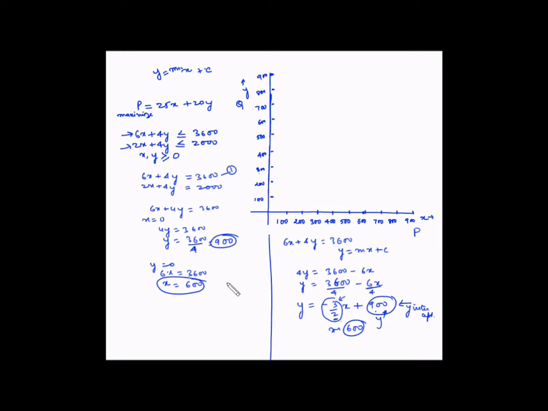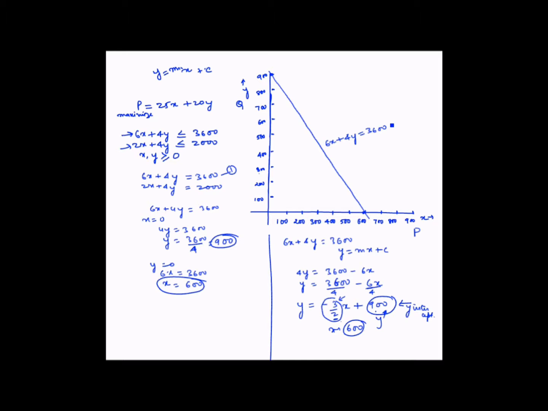So let us draw the line now. So this line represents 6x plus 4y is equal to 3600. Now, since the actual constraint is that 6x plus 4y is less than or equal to 3600, all the points below this line will represent that equation.